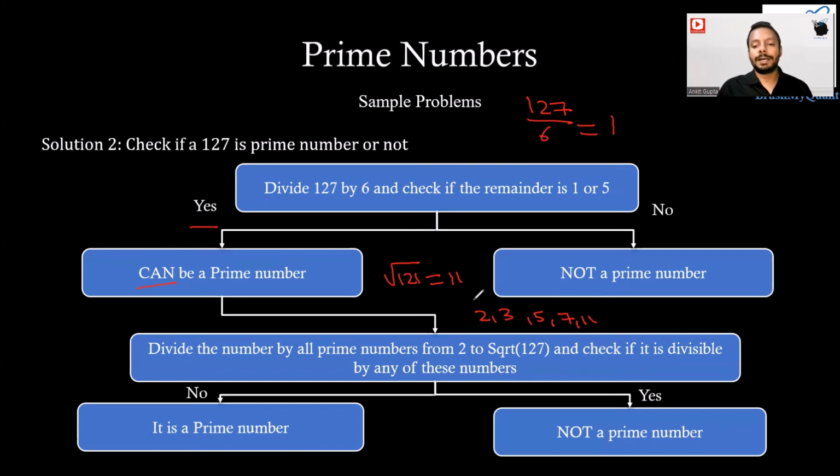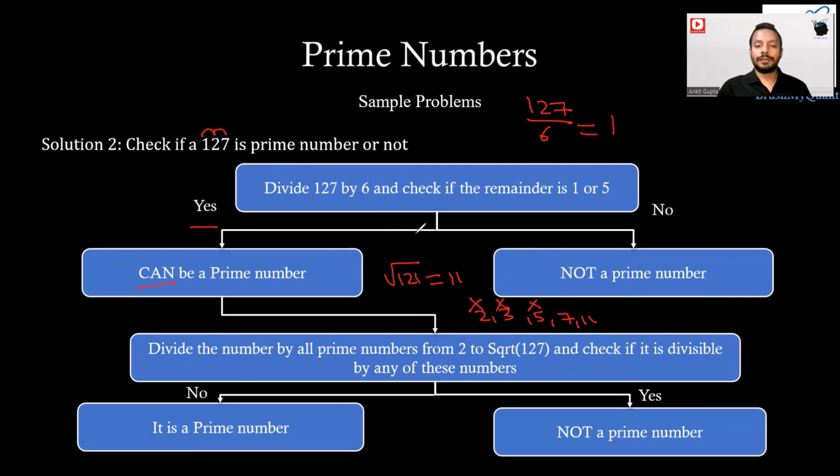Definitely, 127 is not divisible by 2 because it is an odd number. In order to check divisibility by 3, we can simply add all the digits of 127, which is 1 plus 2 plus 7, which is 10. Since 10 is not divisible by 3, that means 127 is not divisible by 3. It is definitely not divisible by 5 because it doesn't end with a 0 or a 5. So even 5 is gone now. Now let's check with 7.